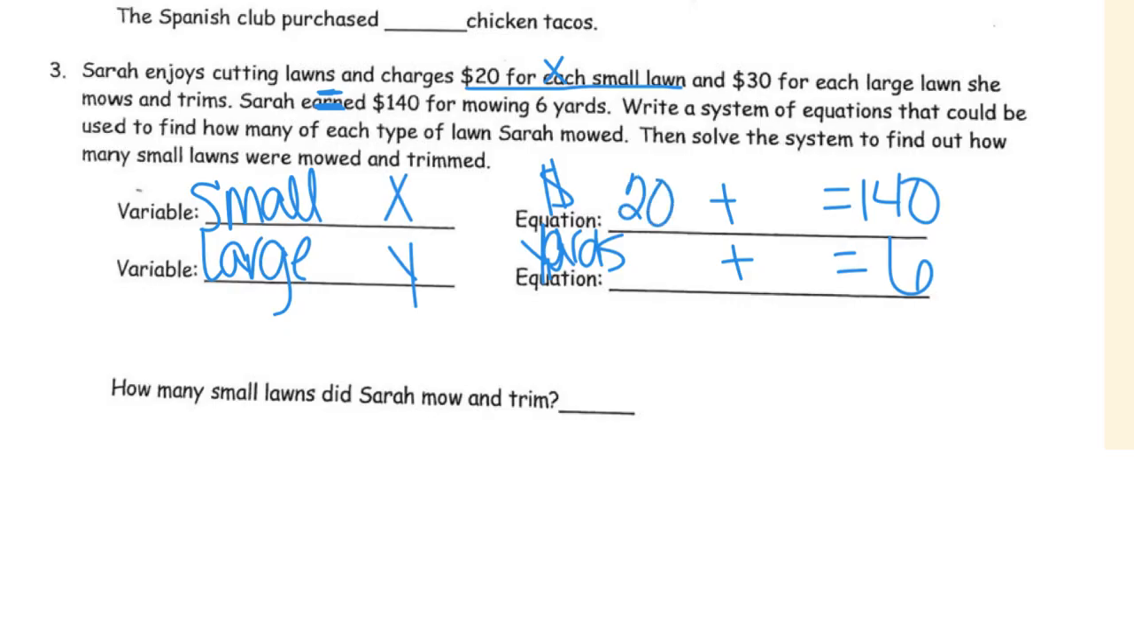I'm going to put that with my monies. And 30 for each what? Each Y. Very nice. 30 Y. Oh, look, we wrote one already. So however much for each small times 20 plus however much for each large times 30. And she made $140. So then how are we going to figure out she's mowed 6 yards?